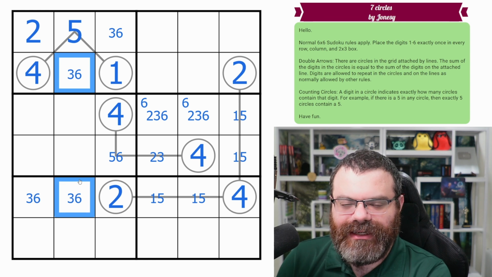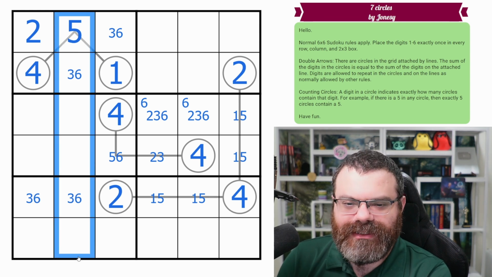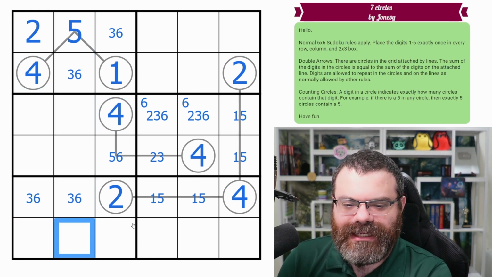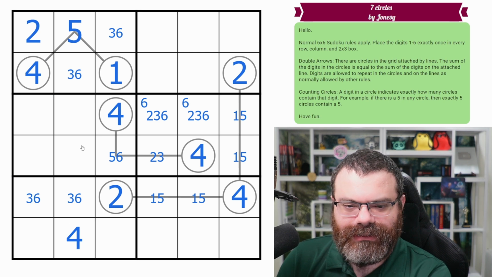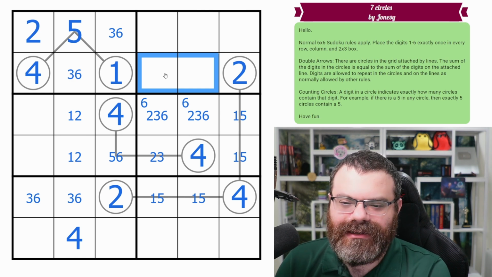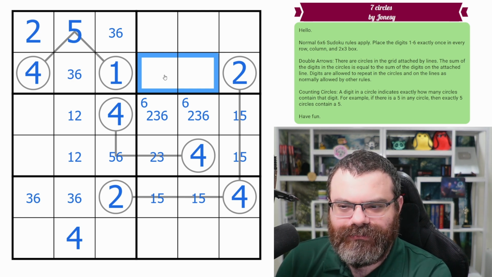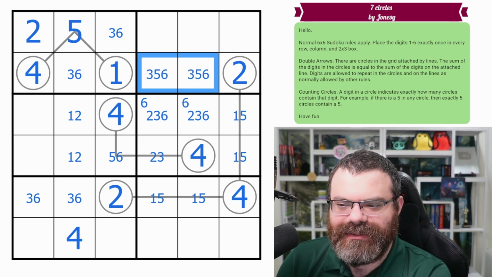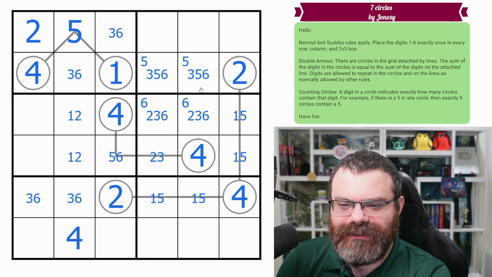That's a 3-6 pair. Where's 4 in this column? Right, these two 4s look down, so 4 is here. And so then this is 1-2. Okay. What else can I do Sudoku wise? Down here we need a 3-6-5, 3-5-6. There's definitely a 5 down here.